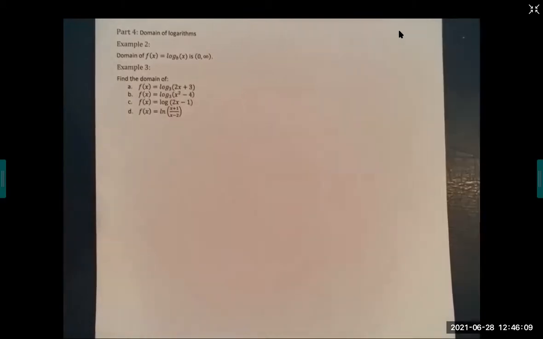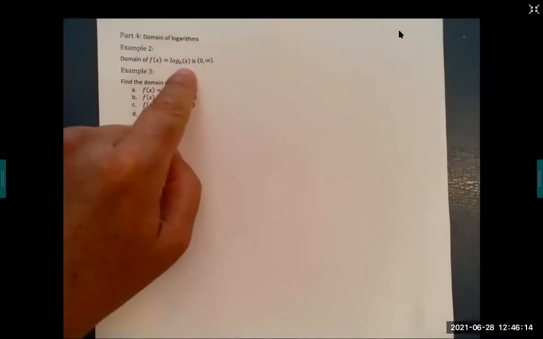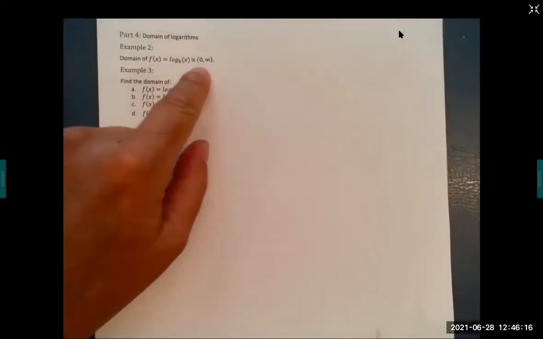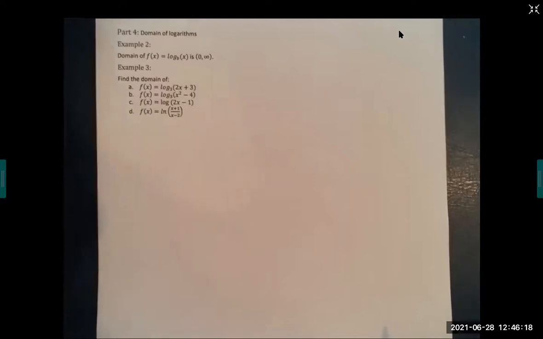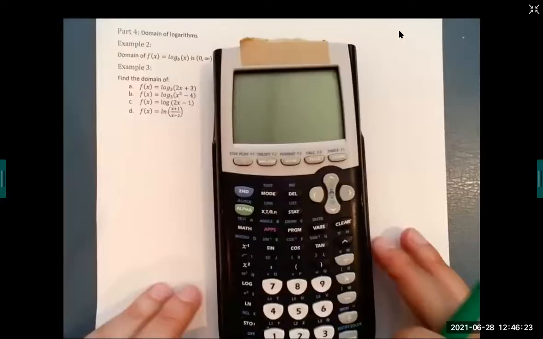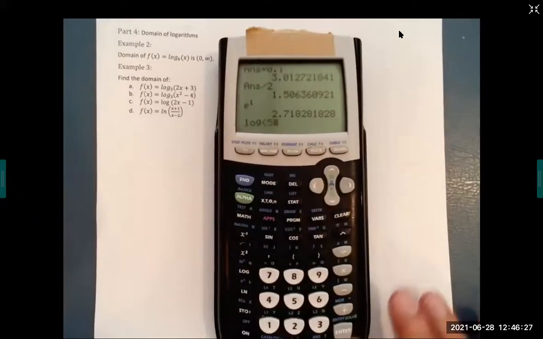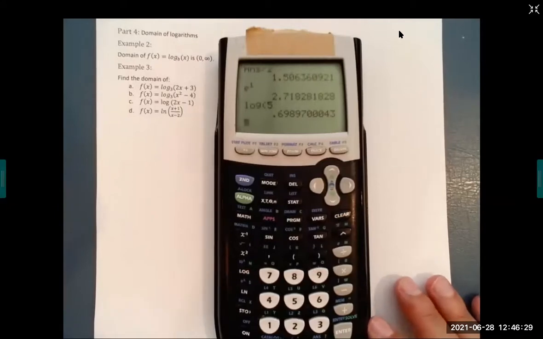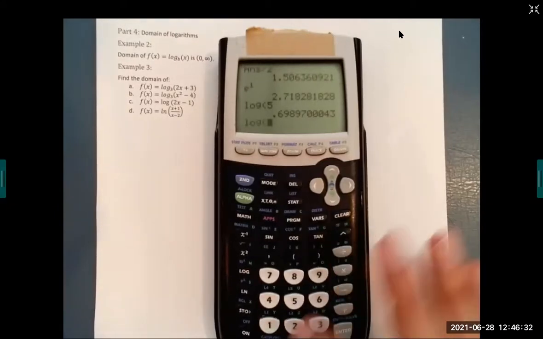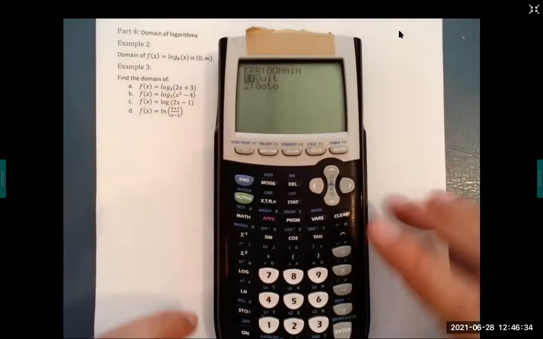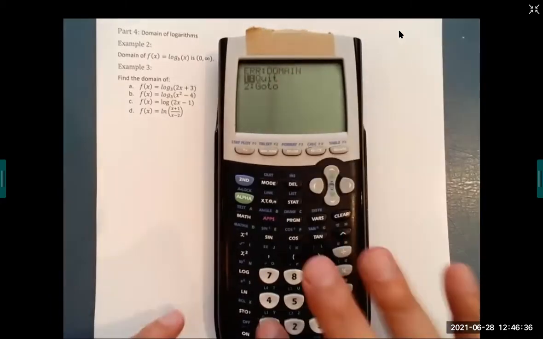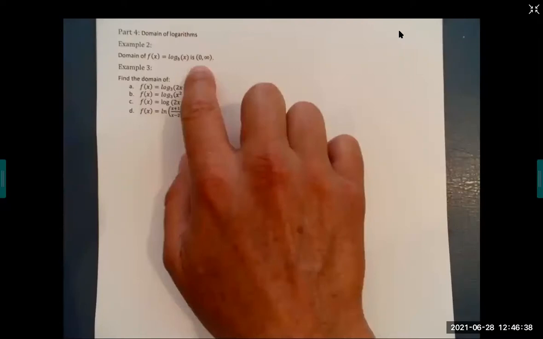All right, let's talk domain of logarithms. This is not particularly difficult. The domain, meaning what x values am I allowed to use? It has to be positive values only. In fact, let me show you in a calculator real quick what that looks like. If I do log of 5, that's fine. We get some crazy decimal. But if I do log of 0, nope, not in the domain. We have an error. So you can see 0 is not included.